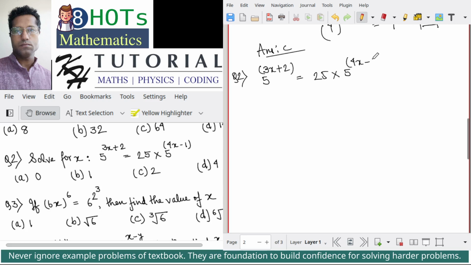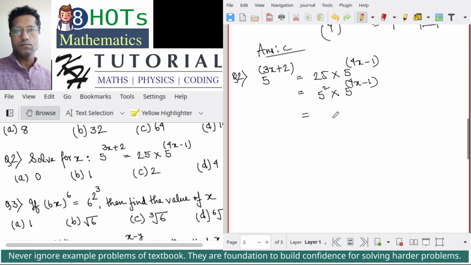Clearly, on the left hand side the base is 5, and on the right hand side we have 25 multiplied by 5 raised to the power 4x minus 1. So it is obvious that I have to convert both sides into exponential form where the base is 5. 25 I can write as 5 square, so I have 5 square multiplied by 5 raised to the power 4x minus 1.